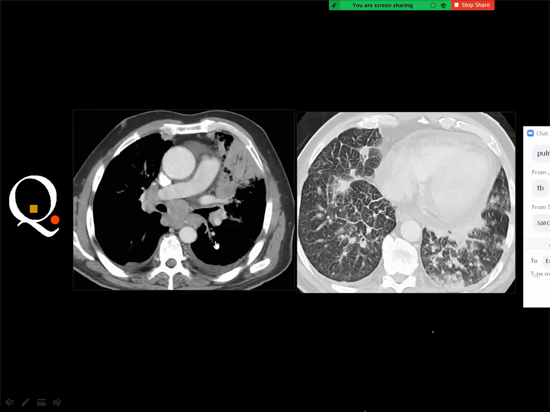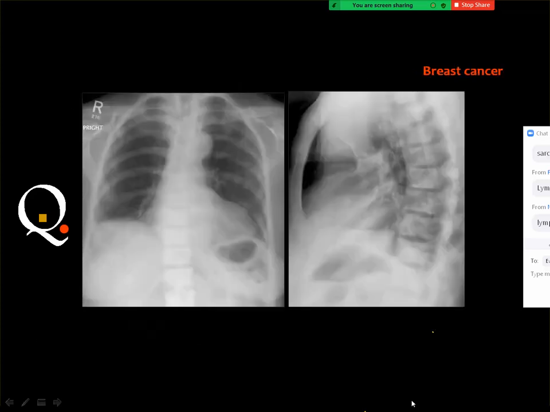Then sarcoid, maybe, because these reticular opacities in the lung are in the lymphatic distribution. They are typical. And TB, I don't think so because the nodes are not necrotic. If you know that the patient had renal cell carcinoma, then your diagnosis should be lymphangitis carcinomatosa with metastatic lymphadenopathy in the mediastinum, bilateral pleural effusion more on the left side.